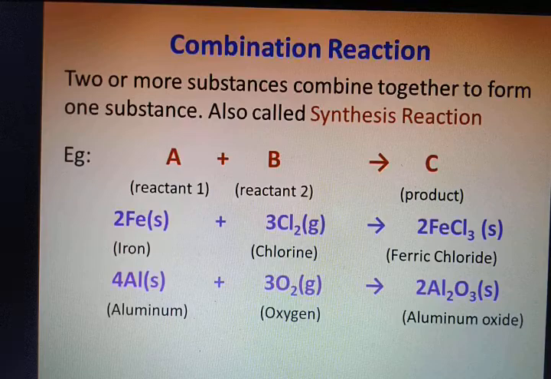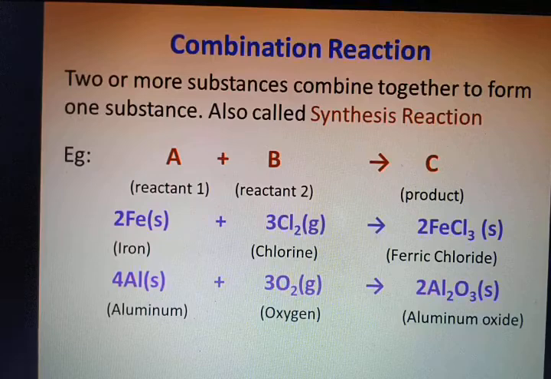Okay. The next question which will come is, why will they combine? For example, if I ask you a question, why will you eat?